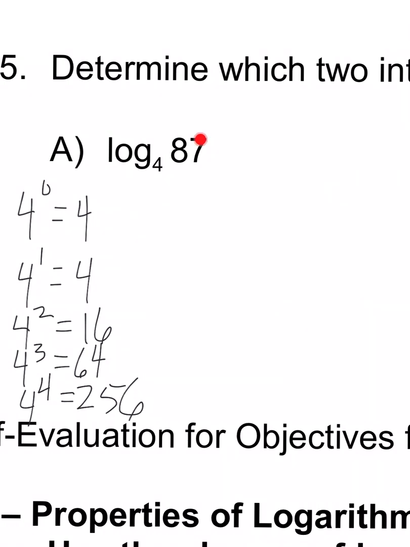So what we're doing now is we're looking at 87. Remember, 87 is our value of the power, so we want to see where 87 is relative to all of the 4 to the power of a whole number for the 0, first, second, and so on. And 87 is between 64 and 256. So if this argument's between 64 and 256, then the whole value of the logarithm, which is the exponent, is somewhere between 3 and 4. Okay, so 3 and 4 would be your answer.